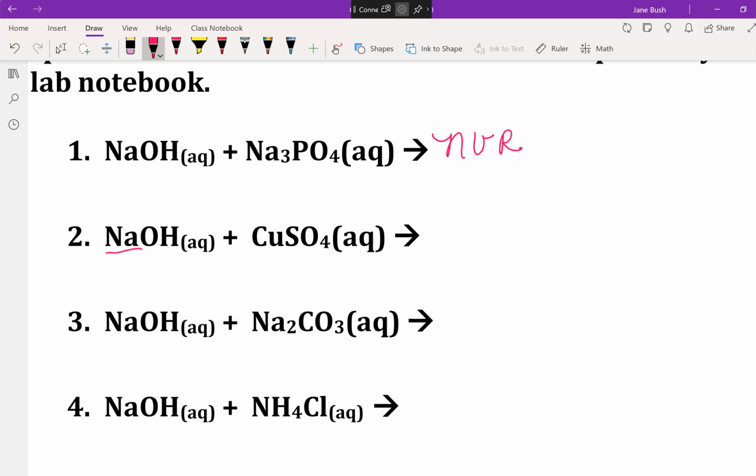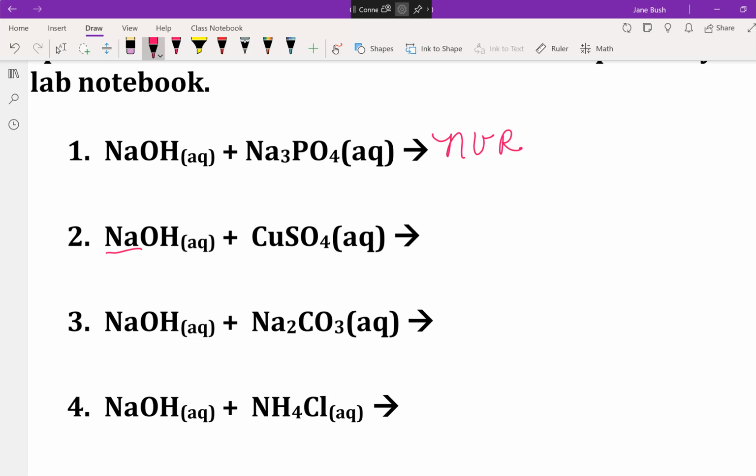All right, the next one. Sodium is going to bond with the nitrate. And lead will bond with the hydroxide. And lead hydroxide, we're going to have to look up. So look on your periodic table, solubility chart. Is hydroxide going to be soluble or insoluble with lead? Insoluble, so we'll put an S for solid.